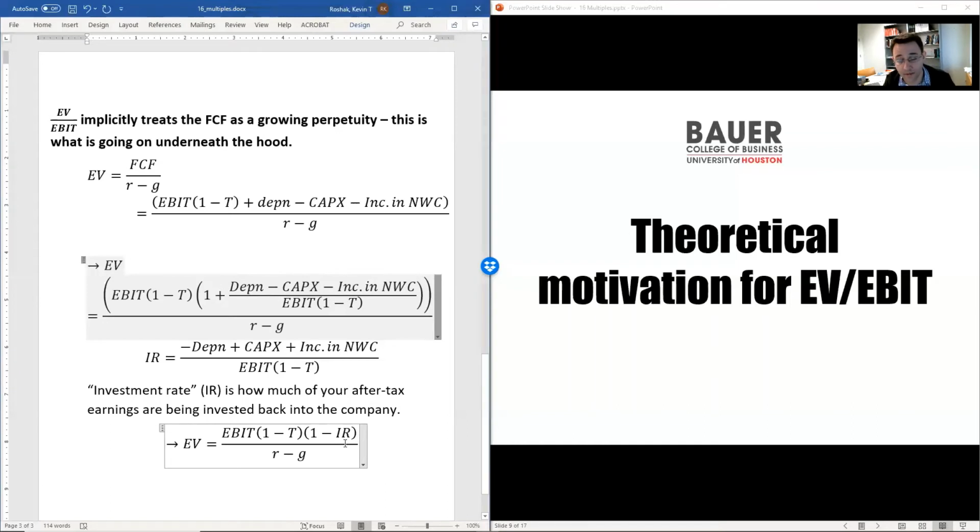That allows us to simplify quite a bit. We get the enterprise value is equal to EBIT times 1 minus T times 1 minus the investment rate. I'm just simplifying this very ugly thing. I'm just calling this thing the investment rate, and then divide by R minus G. Okay. So the final step is to actually get that EV over EBIT multiple.